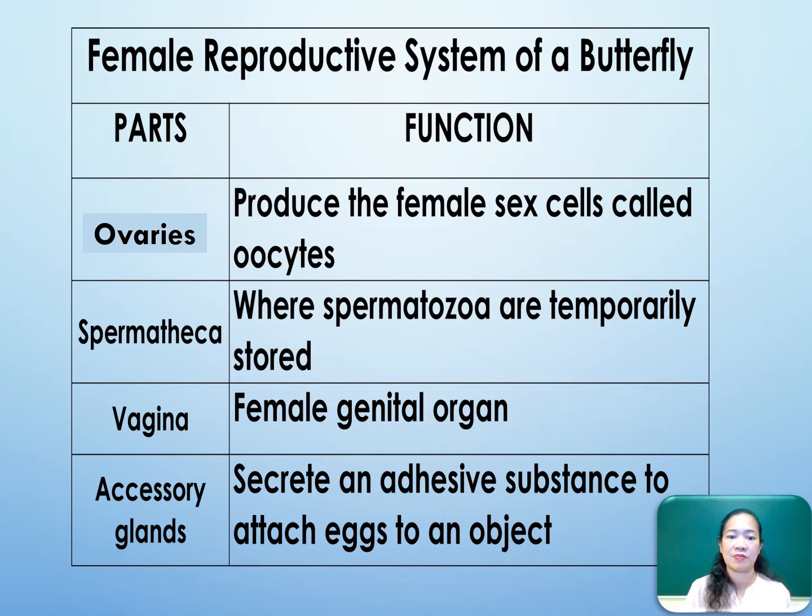These are the parts of the female reproductive system of a butterfly. We have the ovaries. These produce the female sex cells called oocytes. Another one is the spermatheca, where spermatozoa are temporarily stored. Vagina. This is the female genital organ of a butterfly. We also have the accessory gland. This secretes an adhesive substance that attaches eggs to an object.